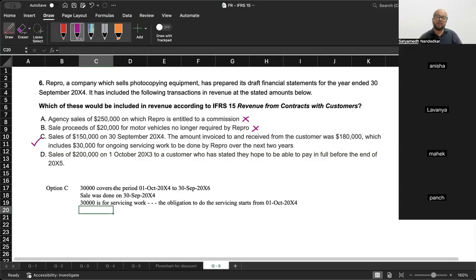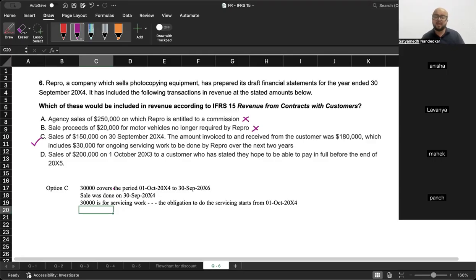Then sale of 2 lakh on 1st of October 2003 to a customer who has stated they hope to be able to pay in full before the end of 2005. Okay. Sale of 2 lakh on 1st of October to a customer who has said that they will be able to pay in full before the end of 2005. On 1st of October 2003 you made the sale. Of how much? 2 lakh. To a customer who has stated that they hope to be able to pay in full before the end of 2005. Does this look like a significant financing component to you? Do you remember significant financing component?